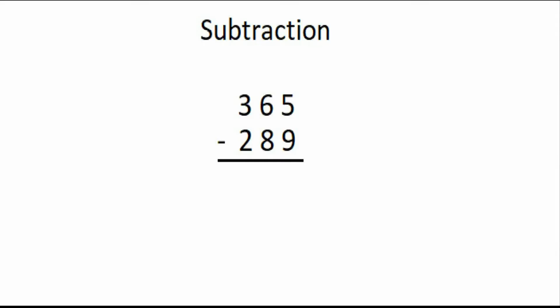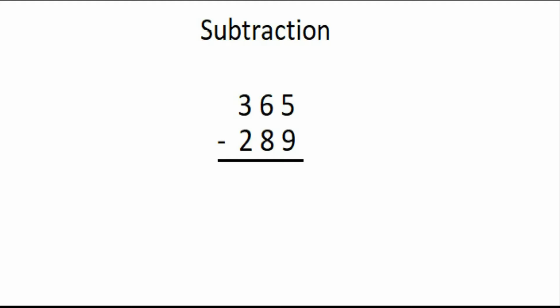Subtraction. In this example, I am subtracting and borrowing with 3-digit numbers. On the board, we have 365 minus 289. Let's begin subtracting in the ones column. 5 minus 9.